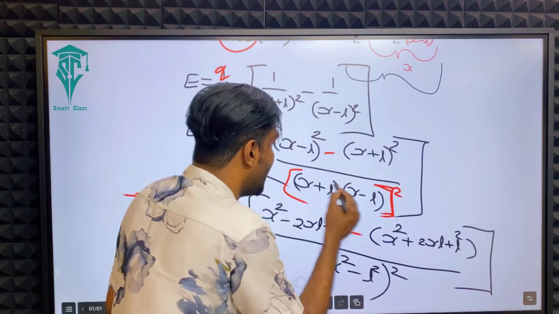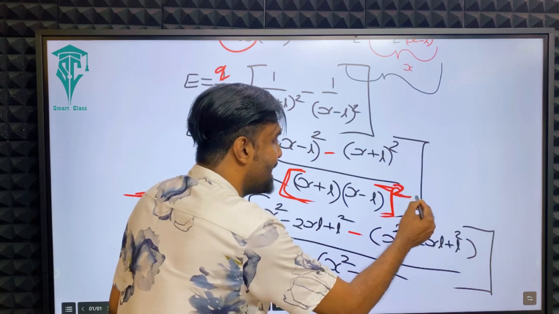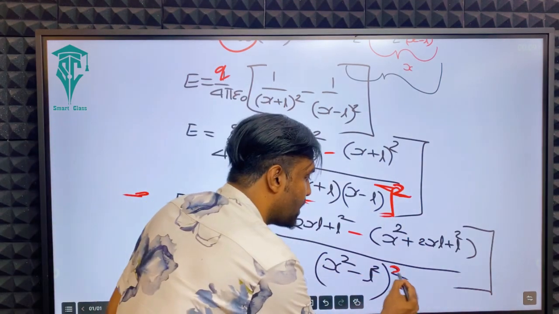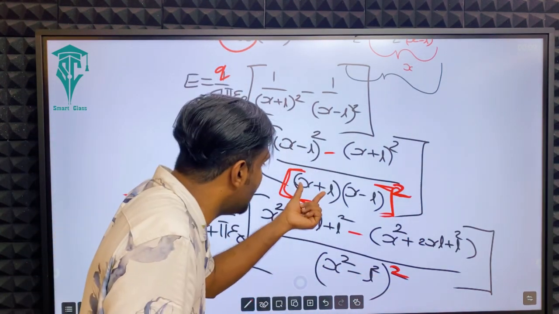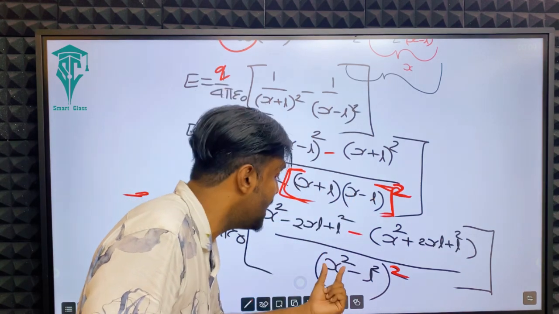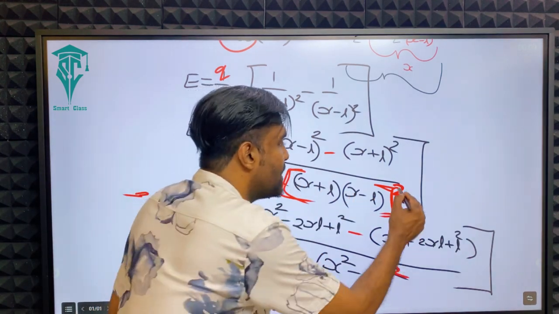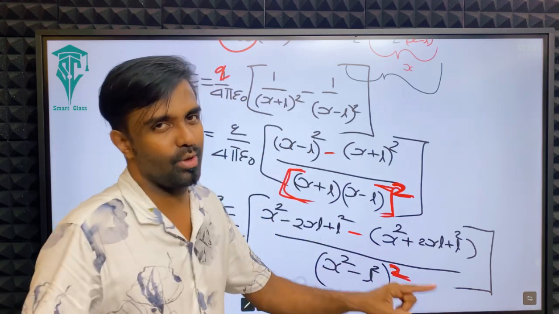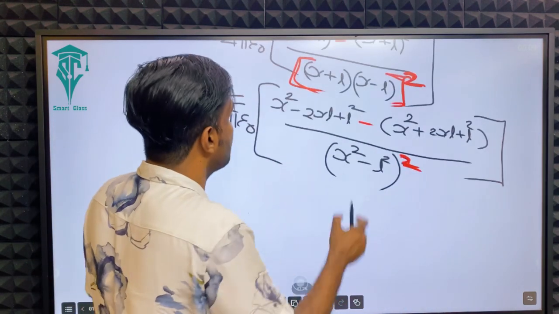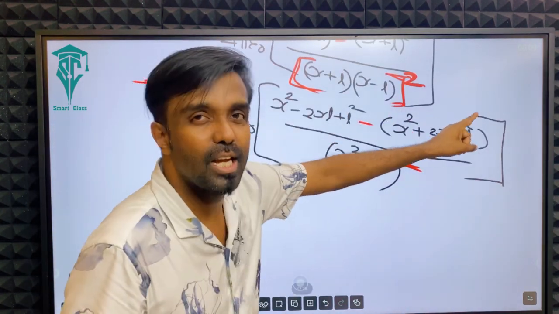Since it has that red colored bracket, and over that bracket we have a square, that square we have to place. Don't get confused. It is (a plus b) into (a minus b), which will be a square minus b square. Since we have the square, we have to put the square here. Okay, and what is the next step? Next, please slowly remove the bracket.